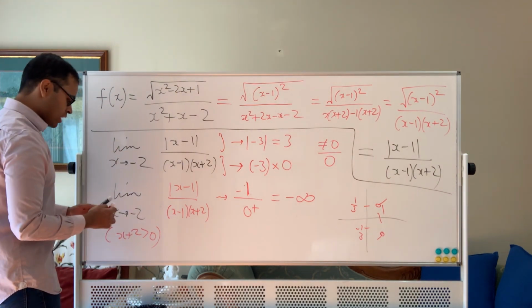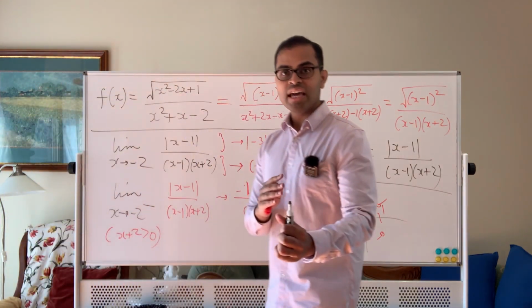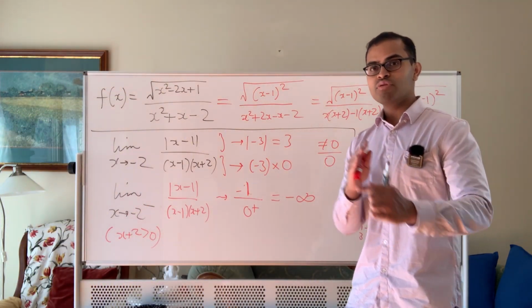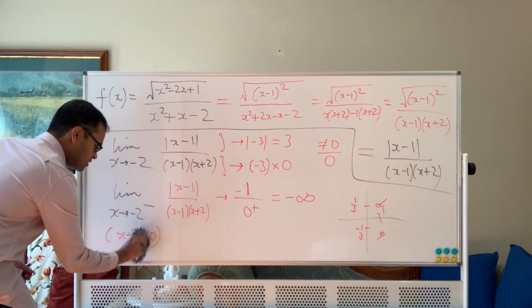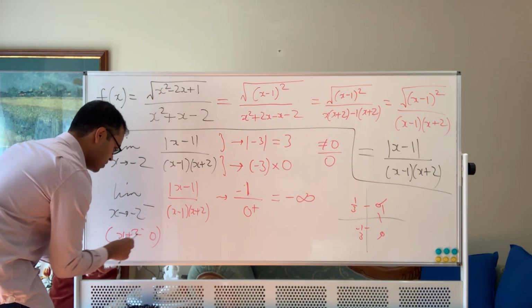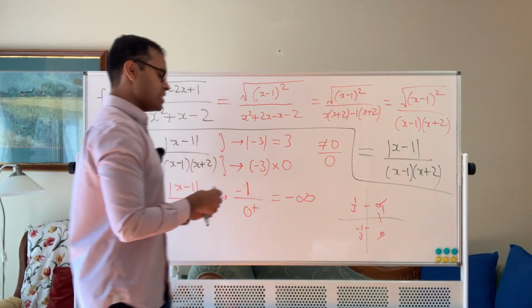So for the left-hand limit, x plus 2 is going to be negative. If x approaches negative 2 on the left on the number line, x is less than negative 2, so x plus 2 is negative. So here we're going to get a negative sign, meaning x plus 2 is going to be a negative number. And now you can see it's the same deal.